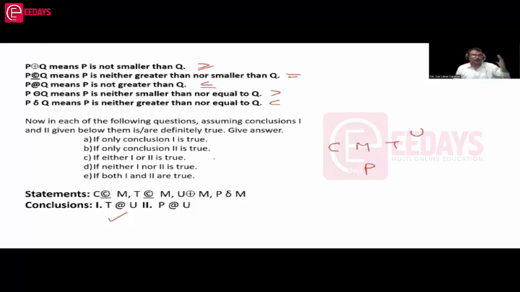P at the rate U. What is the at the rate? Less than or equal to. Is it valid? No. Why? Because there is a vertical line in between U and P. Suppose vertical line is there, P is in the lower position, which is P is less than U. U is in the upper position, that means P is greater than U. But in the second conclusion, clearly mentioned that P is less than or equal to U, which is not at all correct. So what is the answer? Only one follows, only conclusion one true.